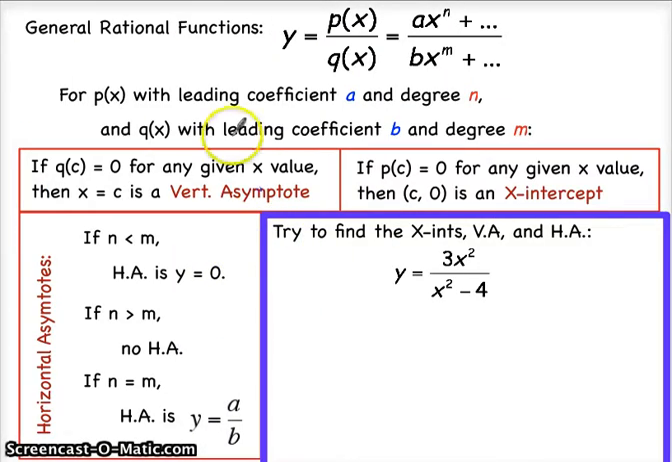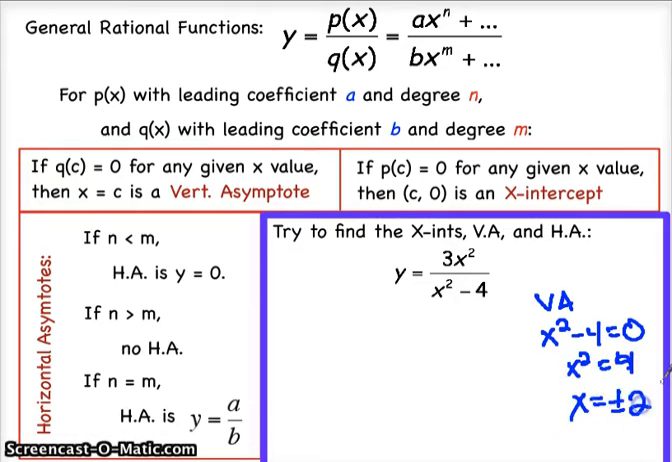Now, the 3 major parts we want to be able to find on any general rational function, a polynomial divided by another polynomial, are vertical asymptotes. So as we just discussed, how to find a vertical asymptote: whatever makes the denominator into 0. So on a function like the one we were given in the purple box here, x squared minus 4, we can set that equal to 0. And when we solve that quadratically, we get x equals plus or minus 2. It just means we have 2 vertical asymptotes, one at positive 2 and one at negative 2.